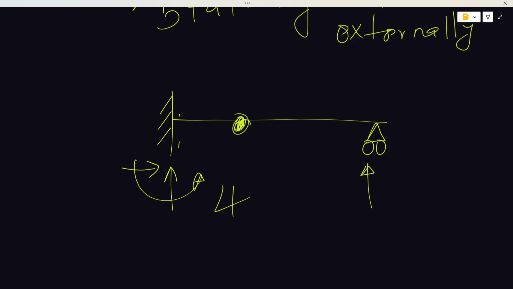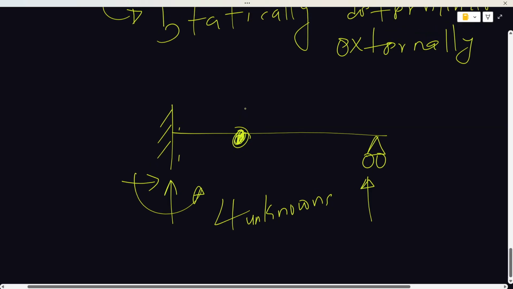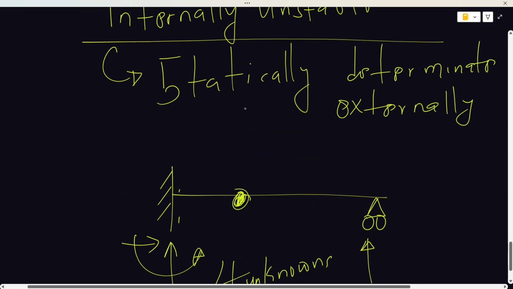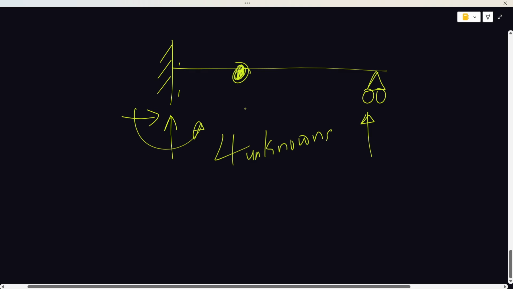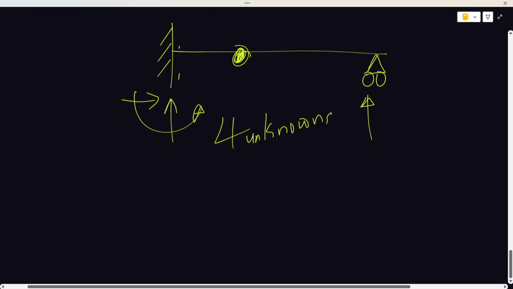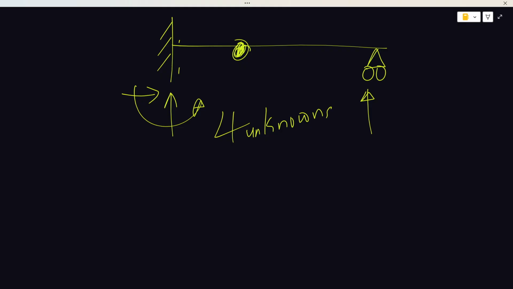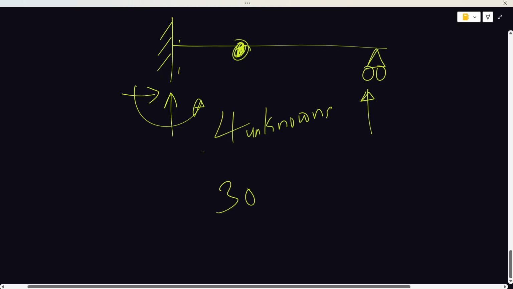4 unknowns. Now, for this particular structure, remember it is internally unstable. That is why we have an internal hinge, the first foundation. So it has 4 unknowns. Now, the equilibrium equations are just 3. 3 equations.